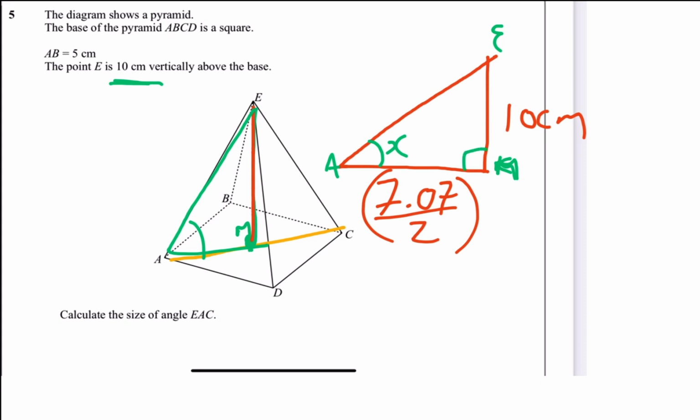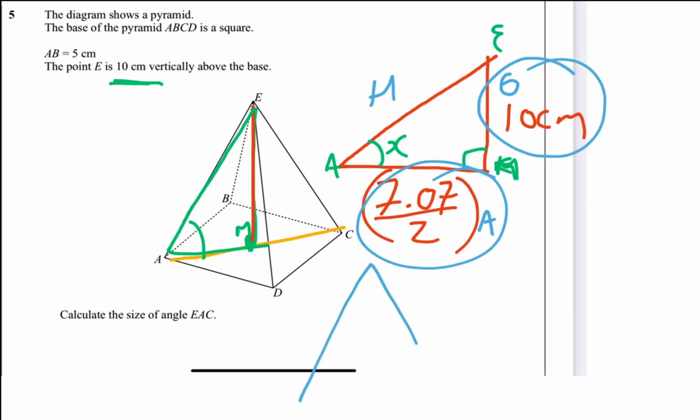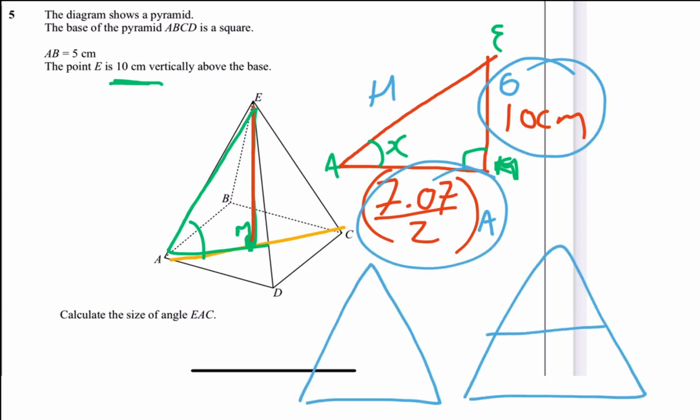Now we get to use SOHCAHTOA, because we used Pythagoras on the first bit to calculate the diagonal. In order to use SOHCAHTOA, here's my hypotenuse, this is the opposite, this is the adjacent, so I'm going to use the opposite and the adjacent. Therefore, it becomes TOA, so tan of X.